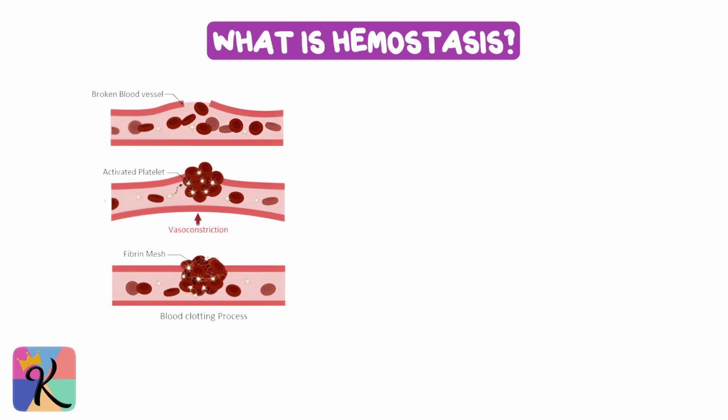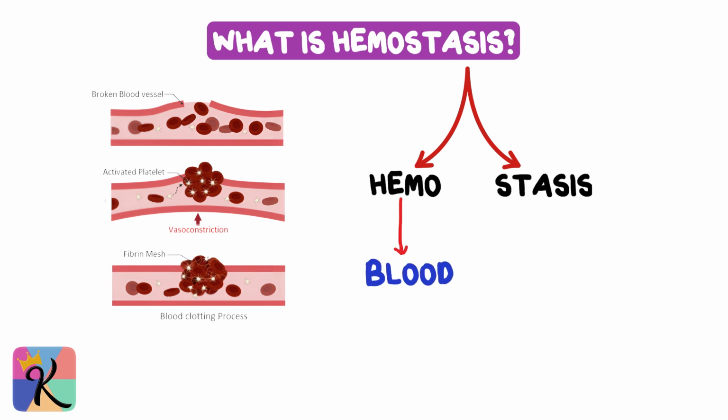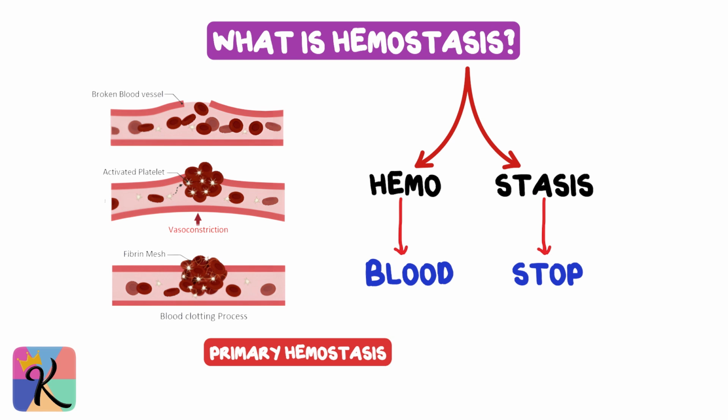Hemostasis is the body's natural process of stopping blood flow to prevent excessive bleeding when a blood vessel is injured. The term hemostasis comes from hemo, meaning blood, and stasis, meaning to stop. It involves two main stages: primary hemostasis and secondary hemostasis.